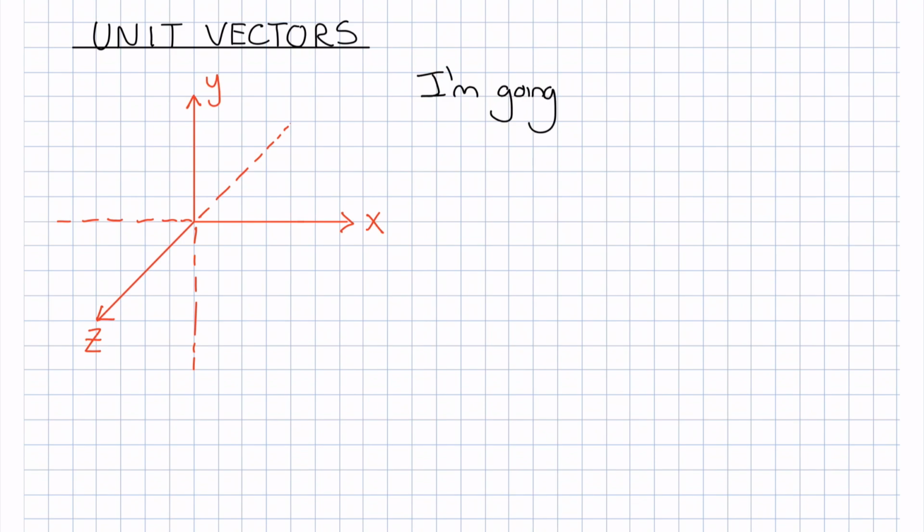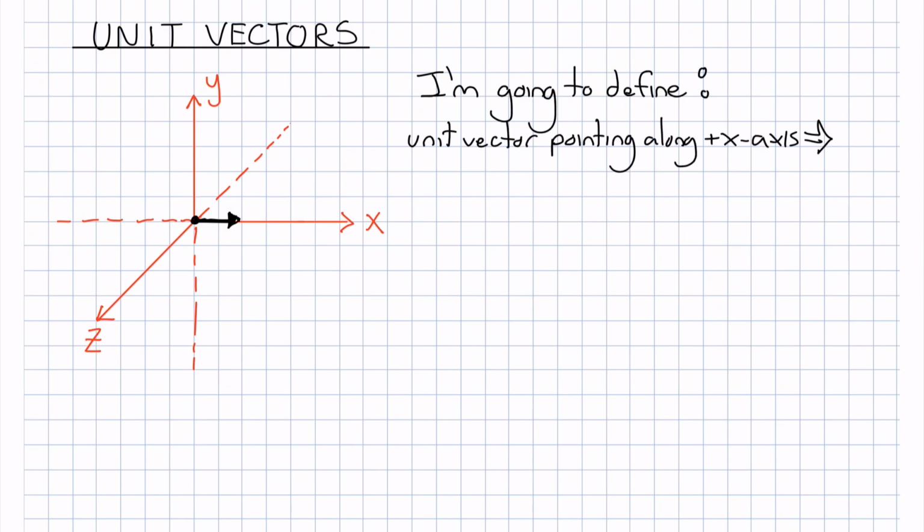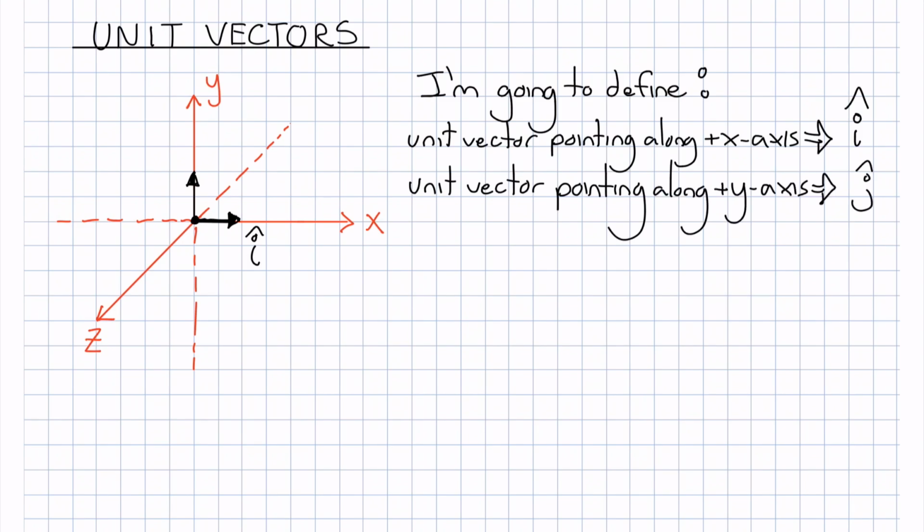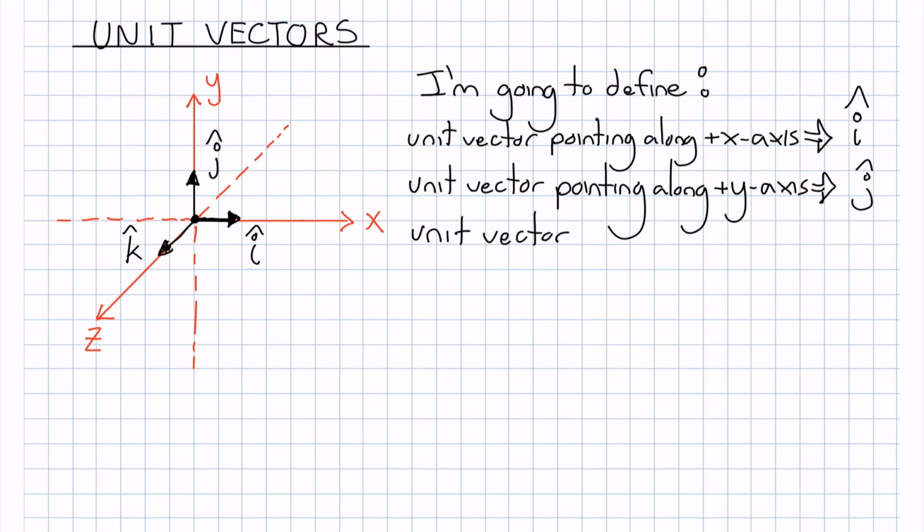Now I'm going to define 3 special unit vectors. The first is a unit vector that points along the positive x-axis. I will call this unit vector i hat. There's no significance with the i, it's just the letter they started with. So this will be i hat. The second unit vector points along the positive y-axis. We will define this one as j hat. And the last unit vector will point along the positive z-axis. We'll call that k hat.